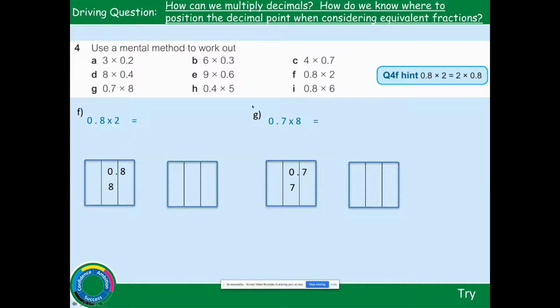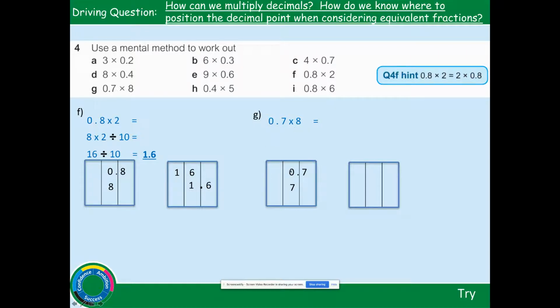Okay, F, 0.8 times 2. They're just round the other way. We've had the whole number here at the front for these first 5. Now they're just switching them round, and the same thing though. So I'm going to multiply my 0.8 to give me a whole number, but then I will need to divide by 10. So 8 times 2 is 16. Divide by 10. They're moving one place over. 1.6 is my answer.